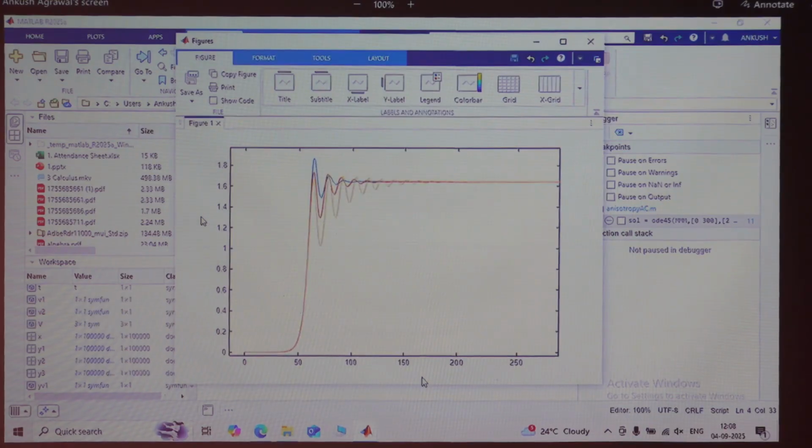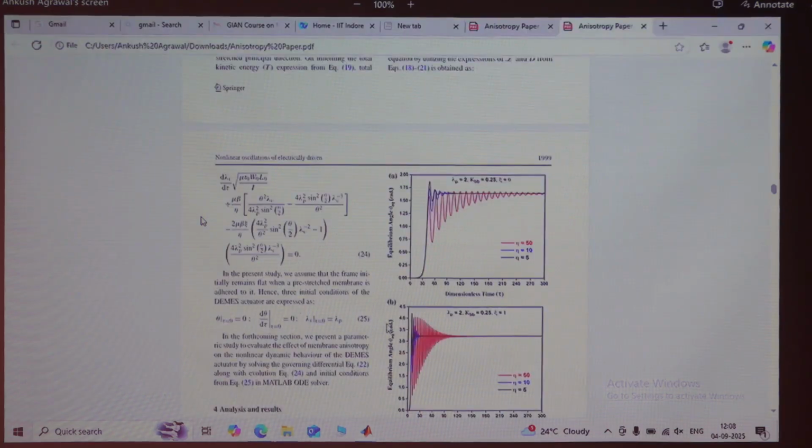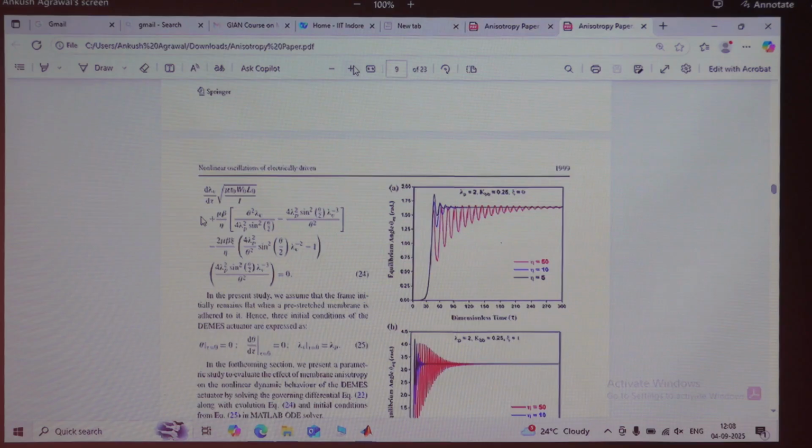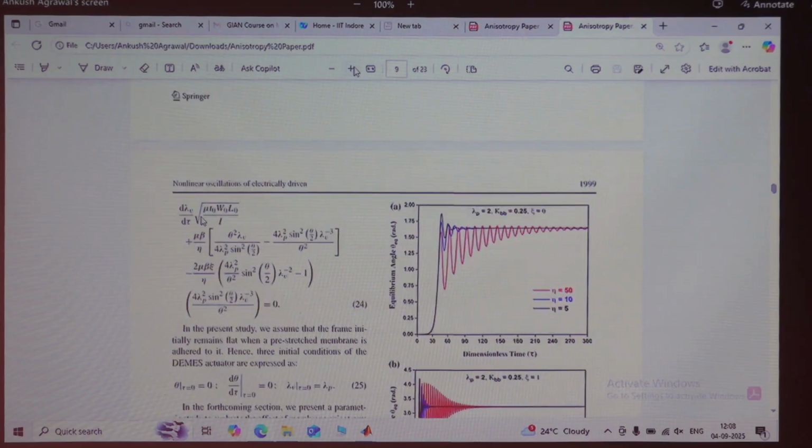So if the structure has different viscosity, like a membrane, it will take different time to reach its initial configuration. So this is for 50. Now you can show the paper image. This image exactly you can see we have provided in the paper. This is for anisotropy parameter 0, the top one. Okay. So this one is for anisotropy parameter 0, meaning xi is 0 here.